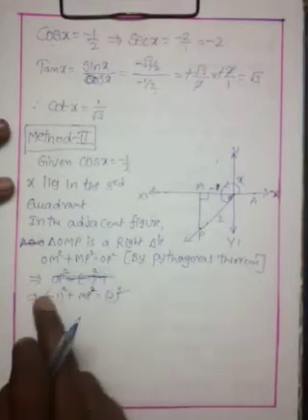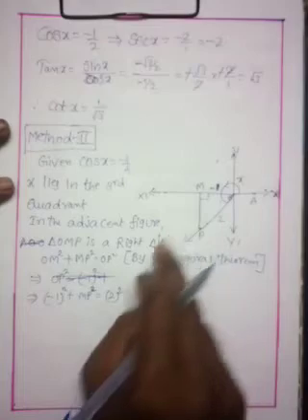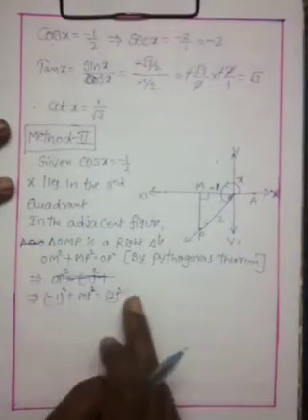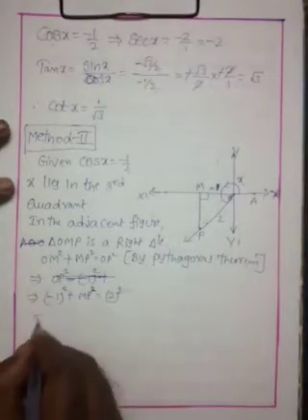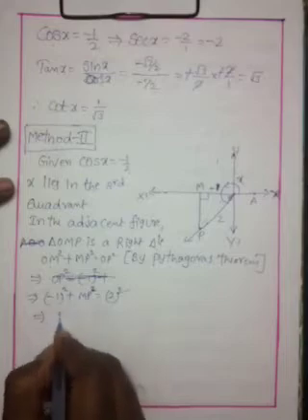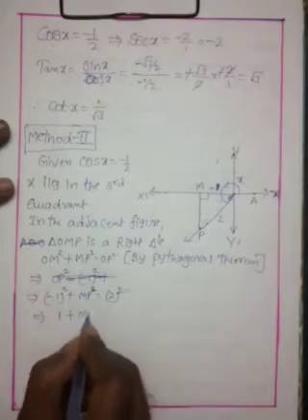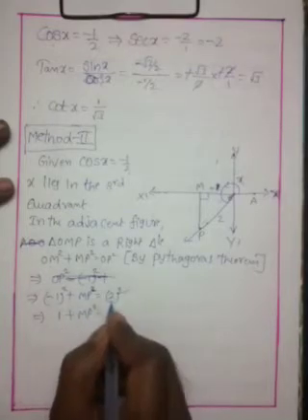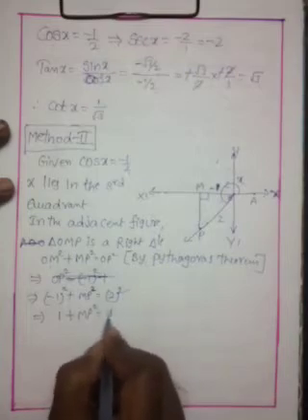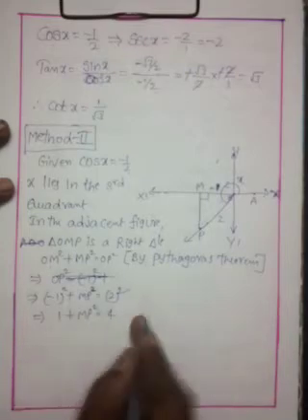In this equation, I substituted the values of OM and OP. This implies minus 1 whole square, what will you get? 1 only. MP square is equal to 2 square. What is the value of 2 square? 4. Understood this statement, children?